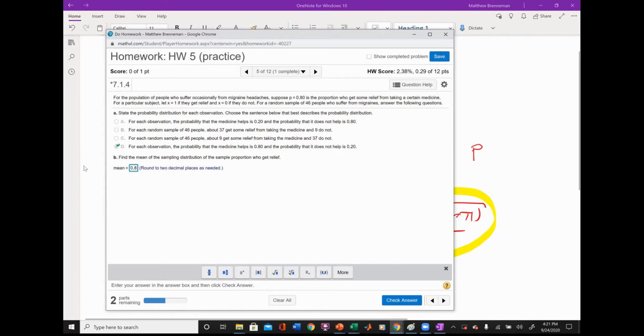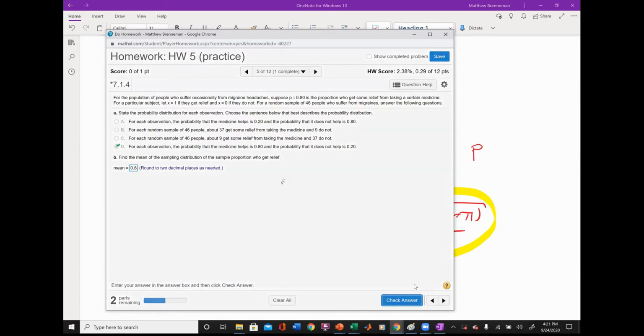Now, one thing I'll mention really quickly, the book is sloppy. The book doesn't check to see that the central limit conditions are satisfied, okay? They should, but they don't. So be a little careful. Generally, they let it slide. Okay, so we check our answer. We've done good. And so now they want the standard deviation.